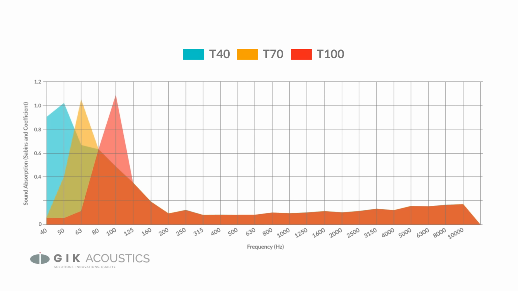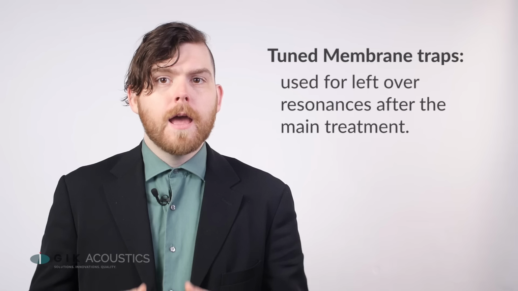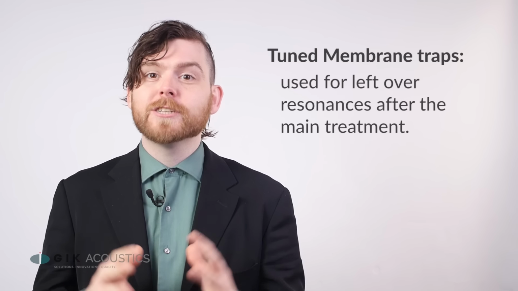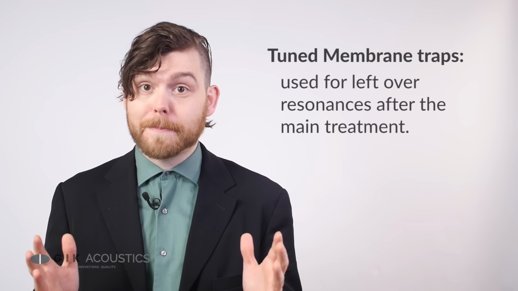Tuned membrane traps like the Scopus are designed to treat strong, stubborn resonances that occur at specific frequencies after you've done a bulk of your treatment with broadband absorbers. They're a nice finishing touch on high-end studios that might need a little help, but in no way should they be the foundational strategy for great bass response.